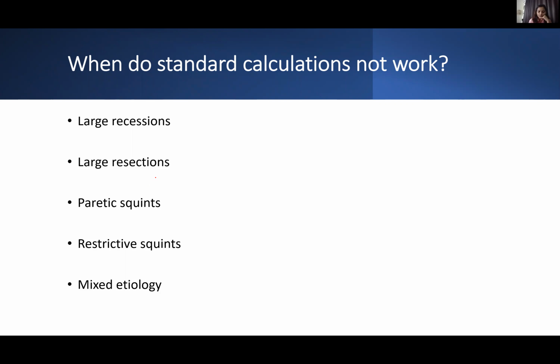Okay, and of course in mixed etiologies, when you have both paretic and restrictive components, which can happen in, can you give me two etiologies where both paralytic and restrictive components can be there? At least one etiology, guys. Chat box.